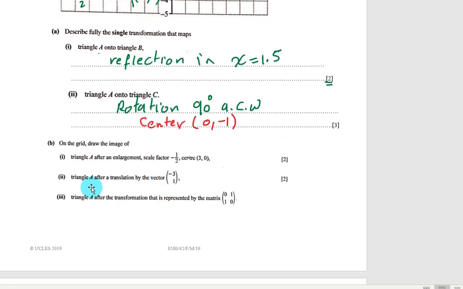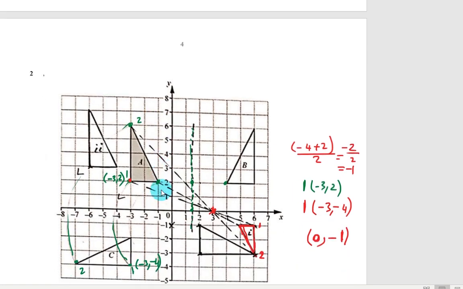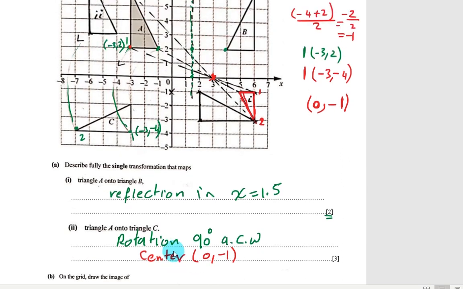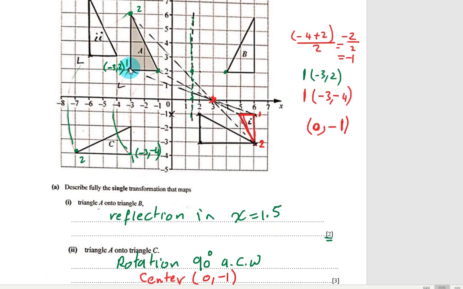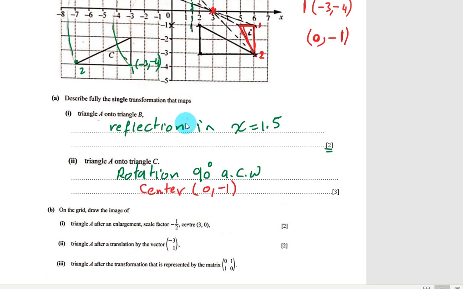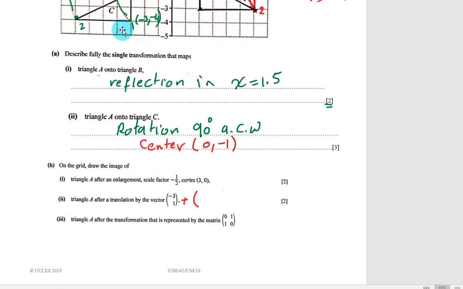Okay? Second question. Triangle A after translation by the vector minus 3 and 2. Now we need to make a translation for triangle A by the vector minus 3 and 2. To start to solve this question, go to any point, point 1 as an example. Point 1 is minus 3 and 2. Go beside the vector that you need and make plus. So minus 3 and 2 plus minus 3 and 2. So the answer here for point 1 will be minus 6 and 3.